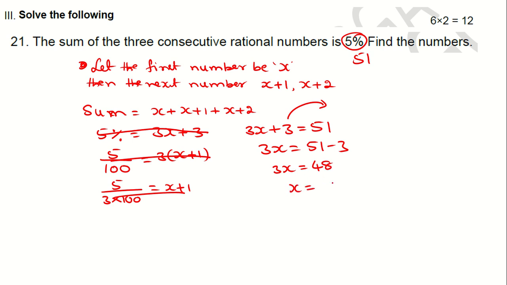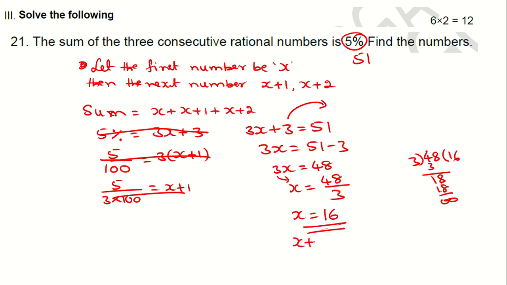Now we transfer 3 to the right hand side: 48 divided by 3, the 3 goes to the denominator. If you divide 48 by 3, 3 ones are 3, 3 sixes are 18, remainder 0, so x is equal to 16. Then x plus 1 is 16 plus 1, that is 17. And x plus 2 is 16 plus 2, that is 18.